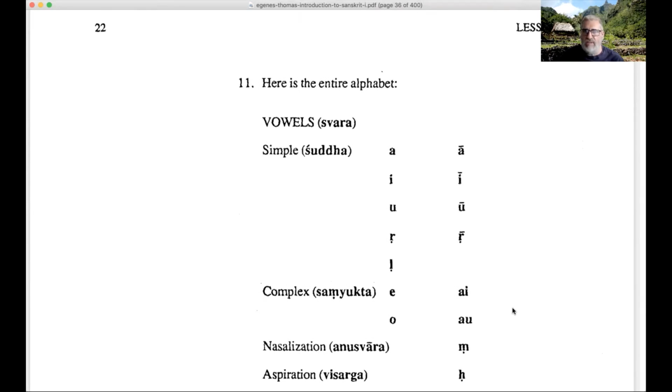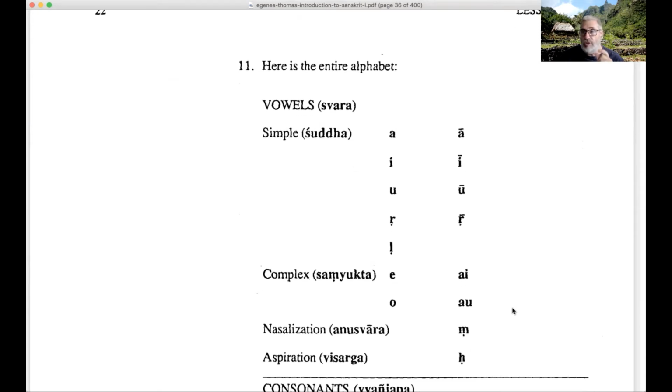Okay, so now here's the entire alphabet. We have the vowels, which are called swara, right? The simple vowels, which are called shuddha. Shuddha means pure. So we can call them pure vowels, primary vowels, or simple vowels. They are a, i, u, ri, and so on.